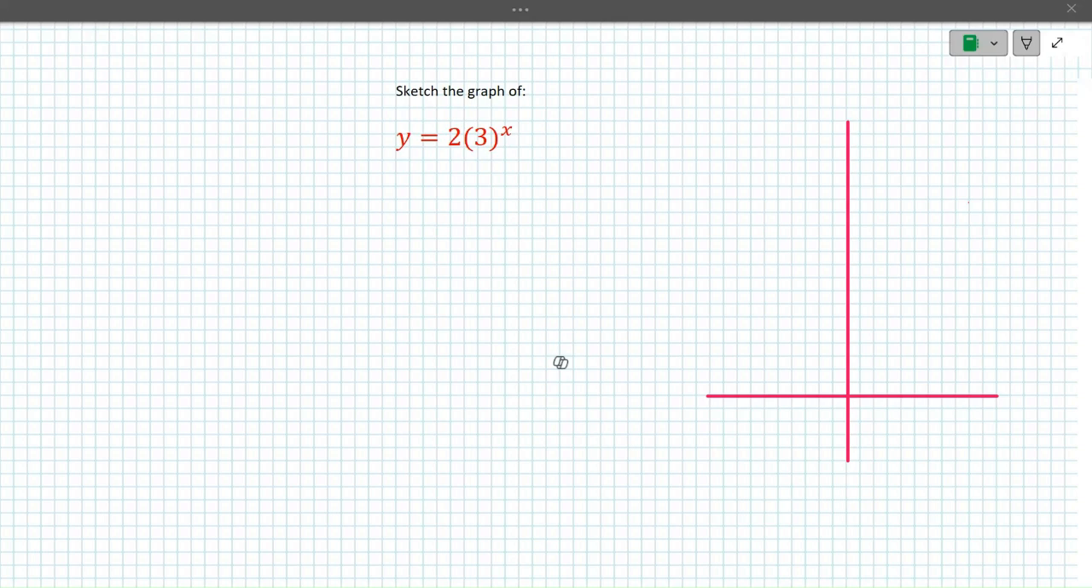Family Math Tutor, Miss C here, and today we are evaluating and sketching the graphs of exponential functions. We're starting with the equation y equals 2 times 3 to the power of x.